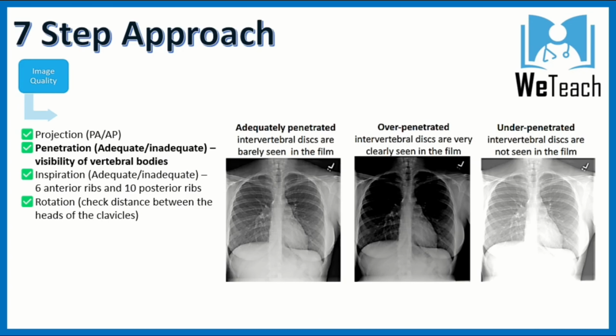Now, we'll have to check if the penetration is adequate or inadequate. We can check that by checking the visibility of the vertebral bodies. In an adequately penetrated x-ray, you can barely see the intervertebral discs. In an over-penetrated X-ray, you can see the intervertebral discs very clearly. And in an under-penetrated X-ray, you are not able to visualize the intervertebral discs.